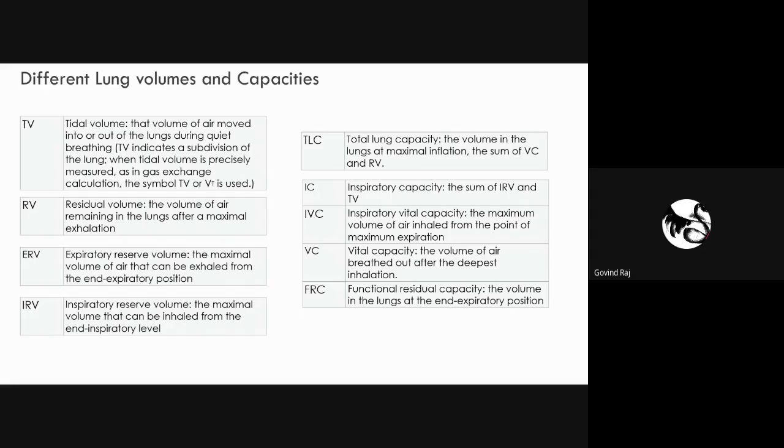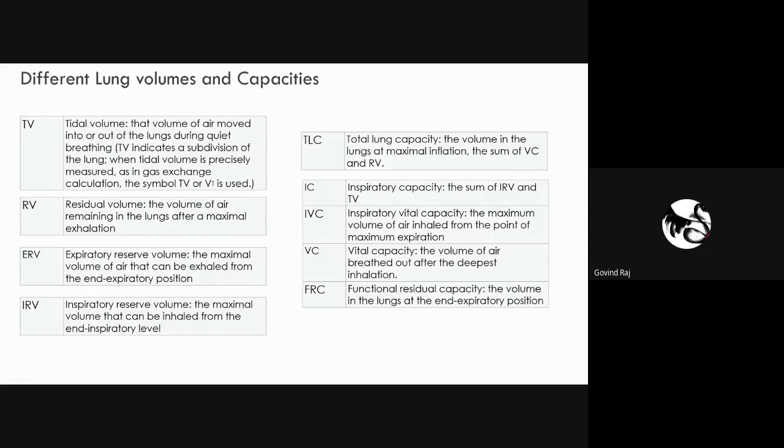Okay, now these are the different types of volumes of air that we can measure. So these are all measurable, and there are specific methods and techniques which are used to measure each volume, that we will explain if we get the chance.